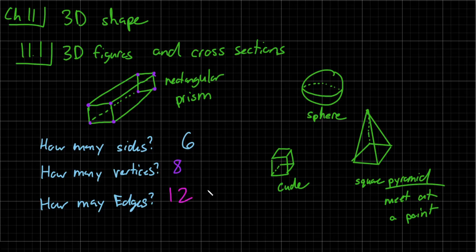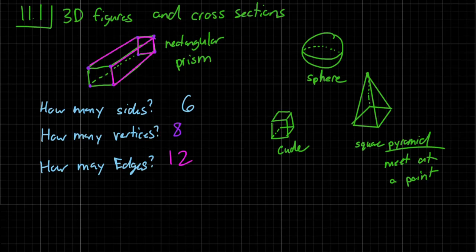Should have 12. So like this is an edge. This is an edge. That's an edge. So is that. And that one. And that one. And that one. And it keeps going all the way to 12. Yeah? Okay.